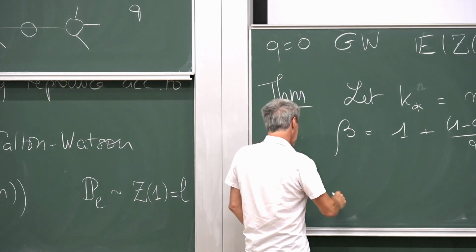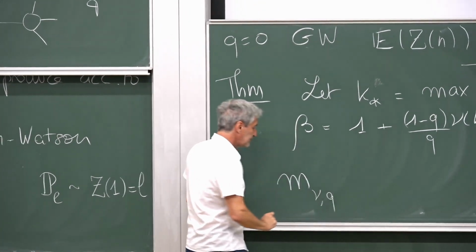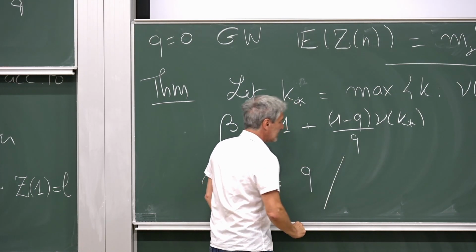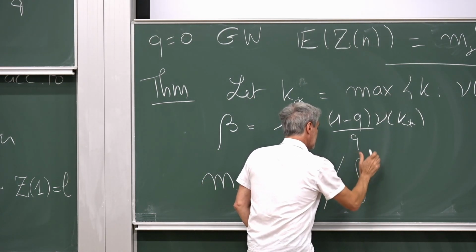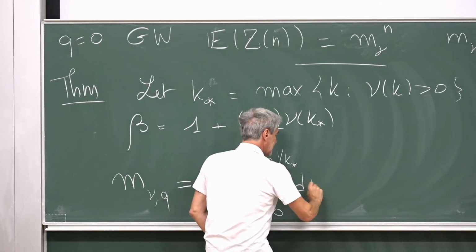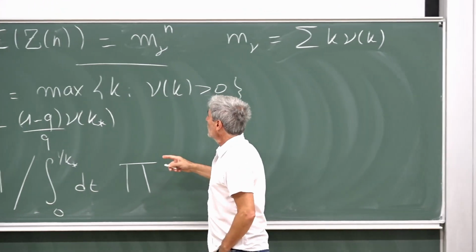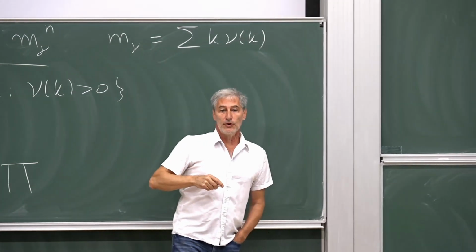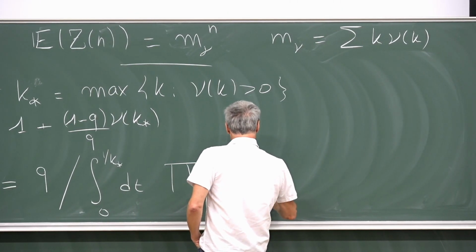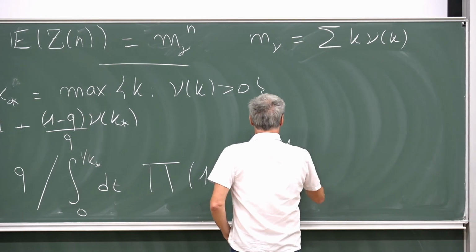And now there is a more complicated object. I denote it by m_{nu,q}. And it's given by q divided by the integral from 0 to 1 over k star. It's an integral with respect to dt. And then the product is taken over the support of the reproduction law of 1 minus t j to the power nu of j, to the power 1 over q minus 1.